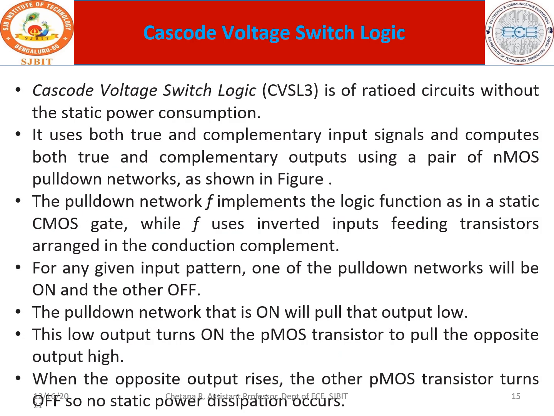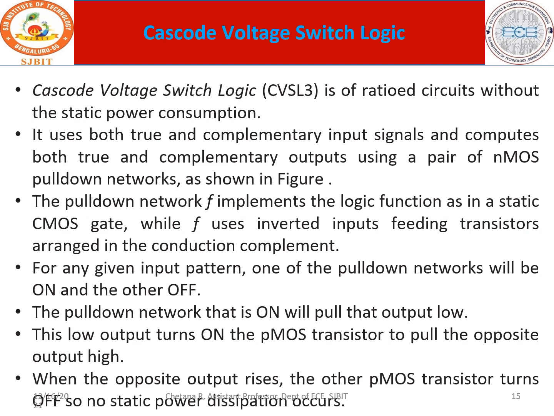Next you have cascode voltage switch logic, given as CVSL. It is a ratioed circuit which consumes no static power. Therefore, it uses both true and complementary input gates and computes both true and complementary outputs using a pair of NMOS pull-down networks as shown in the figure. Next slide will show you the diagram. The pull-down network F implements the logic function as a static CMOS gate, while F-bar uses inverter feeding inputs.